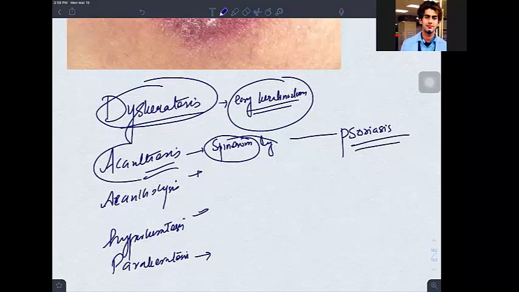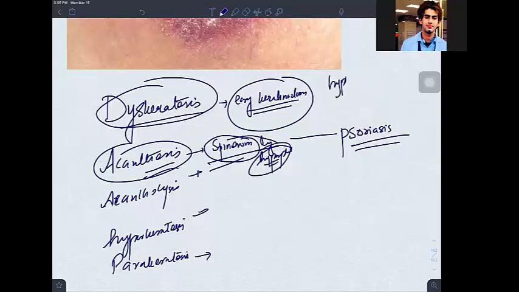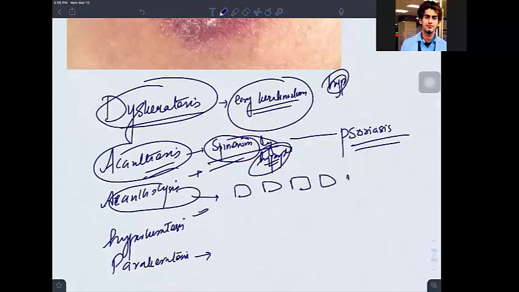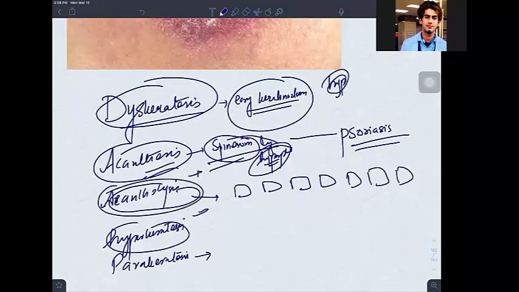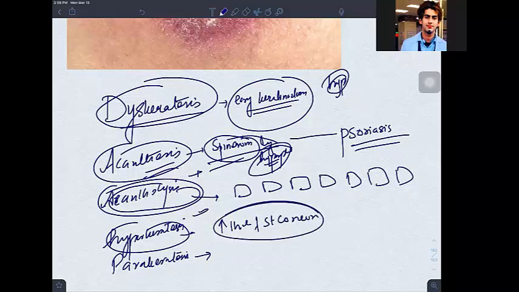So acanthosis, spinosome layer is more hyperplastic. Hyperplasia means increase in the number of cells. So if there is increase in the number of spinosome cells, we call it acanthosis. What is acantholysis? When you are separating the epidermal cells, like in the pemphigus vulgaris, isn't it? So that is acantholysis. Okay. Hyperkeratosis, hyper means more, keratosis means corneum. So increase in the thickness of stratum corneum also happens in psoriasis.